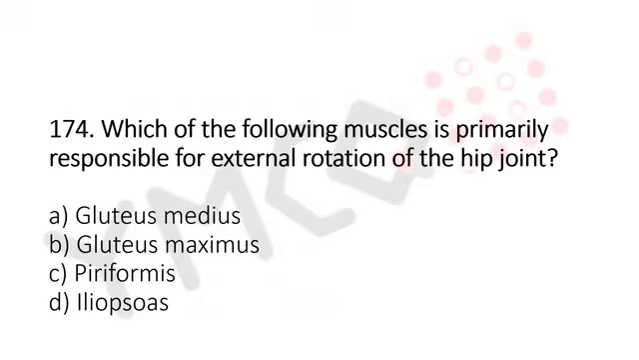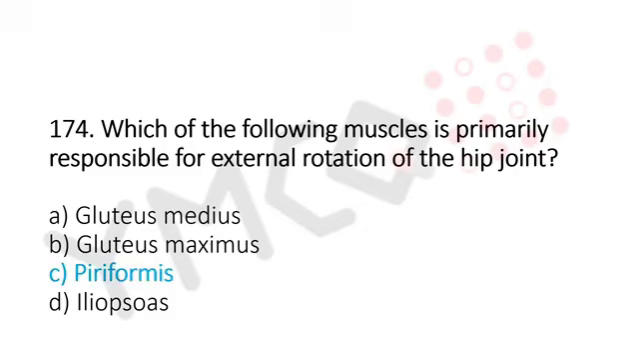Now let's move to question number 174. Which of the following muscles is primarily responsible for external rotation of the hip joint? Option A, gluteus medius. Option B, gluteus maximus. Option C, piriformis. Option D, iliopsoas. And the answer is option C, piriformis.